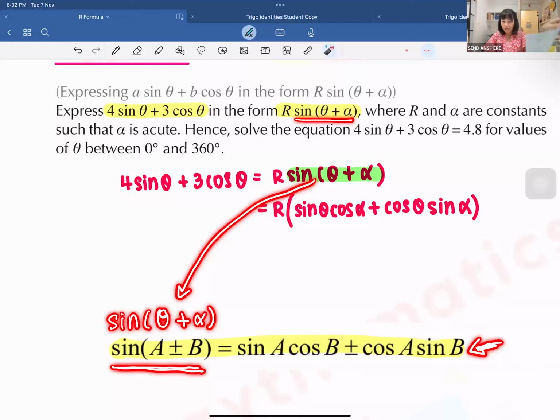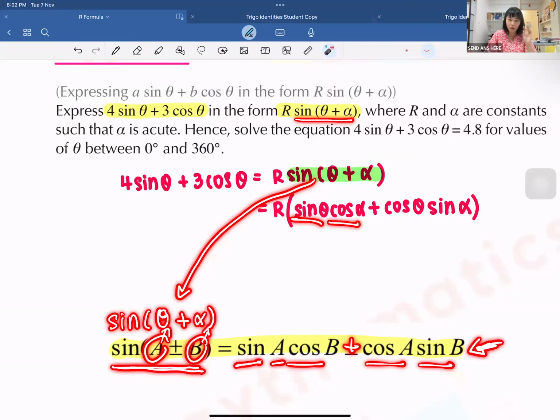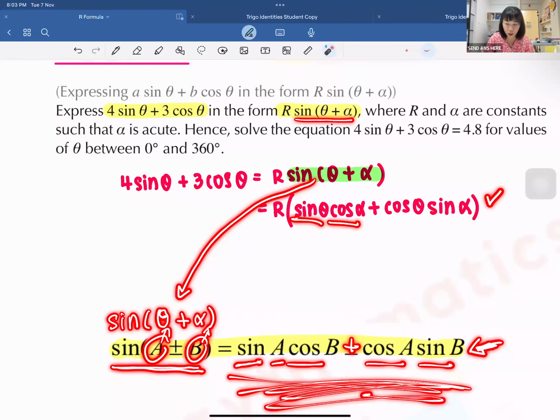Okay, can you understand? So you just apply the formula: sine A cos B plus cos A sine B is sine theta cos alpha, because your A is your theta and your B is your alpha. So this one can understand first. I'm just applying the addition formula from the formula sheet. Is it okay first? Okay, then I continue.